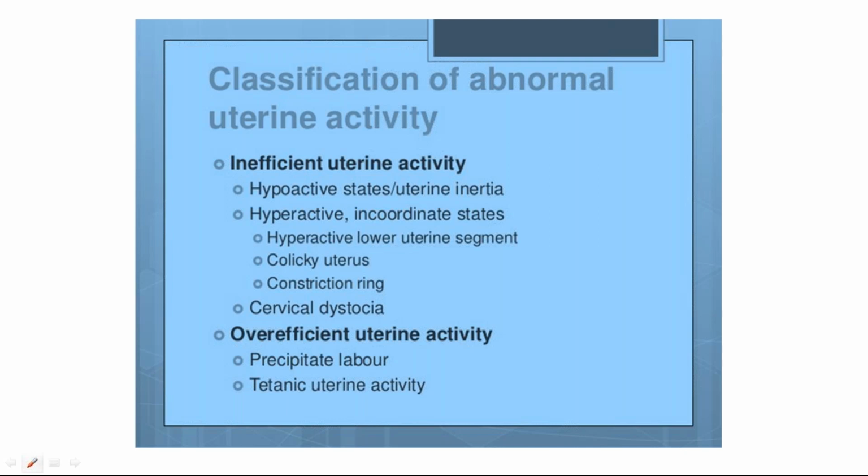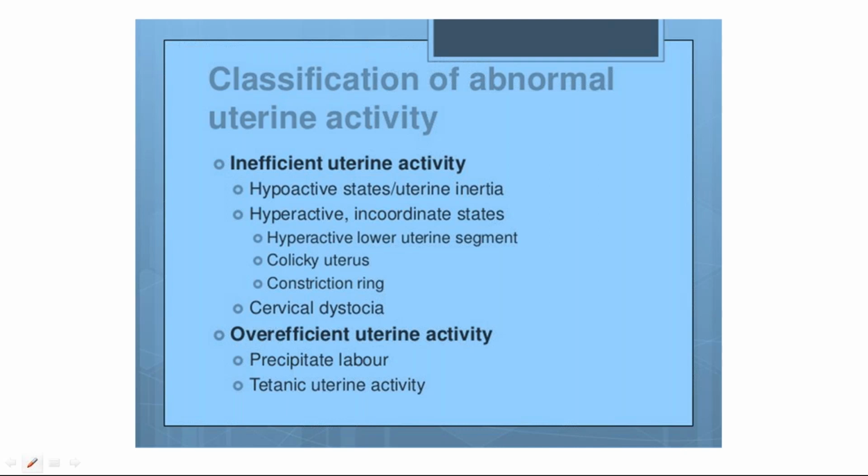So how do you classify? Anyway, whenever you say an abnormal uterine action, always it will be more or it will be less, right? So it is inefficient or it is over efficient. So inefficient uterine activity is where hypoactive states, which is known as uterine inertia. That means the uterus is not contracting very well, or even if it is contracting, it is not sufficient to bring about normal labor. Or it may be hyperactive and incoordinate states. That is hyperactive lower uterine segment, a colicky uterus, a constriction ring, or a cervical dystocia.